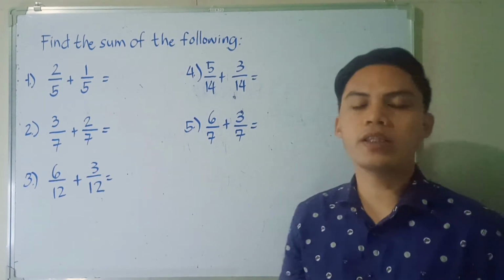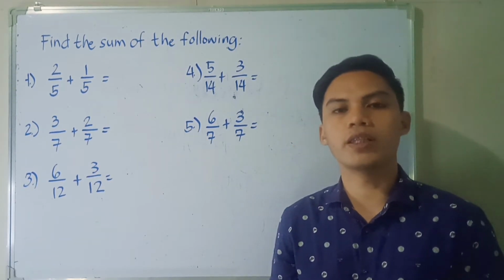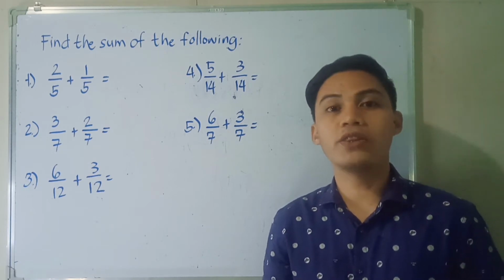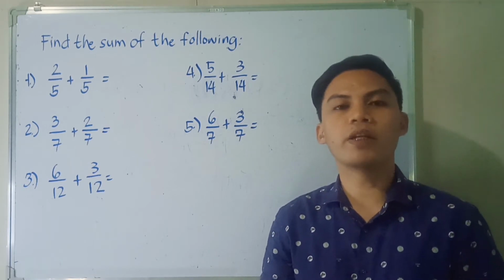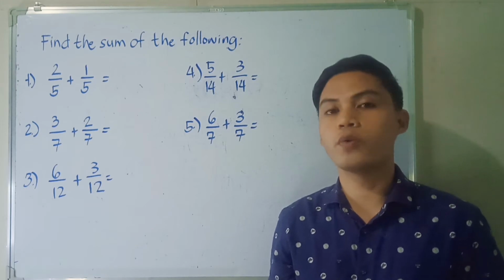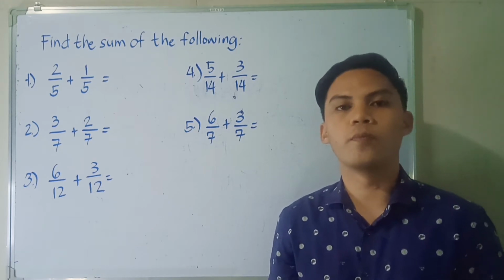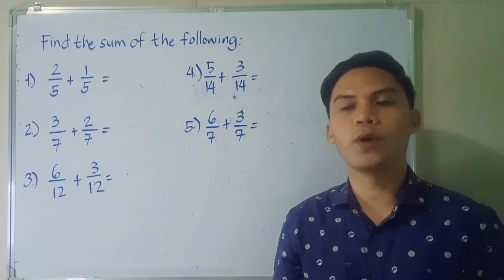So, yung rule natin sa pag-add ng similar fractions is that first, we're going to copy the same denominator, then add their numerators. At kung pwede pa nating masimplify in lowest term or in lowest form, then we can do so. Okay, let's have problem number 1.